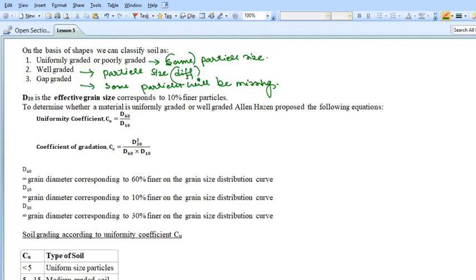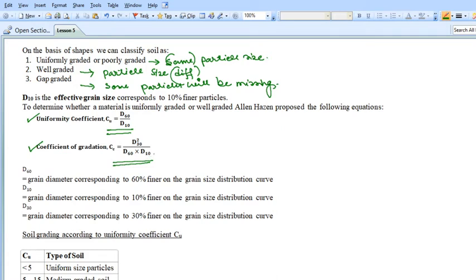Now, there are certain terms, by looking at the values of which we can classify whether the soil is well graded, poorly graded, or gap graded. So these two terms you need to remember. The first term is the uniformity coefficient and the second is the coefficient of curvature. So uniformity coefficient is D60 by D10 and the coefficient of curvature is D30 square by D60 into D10.